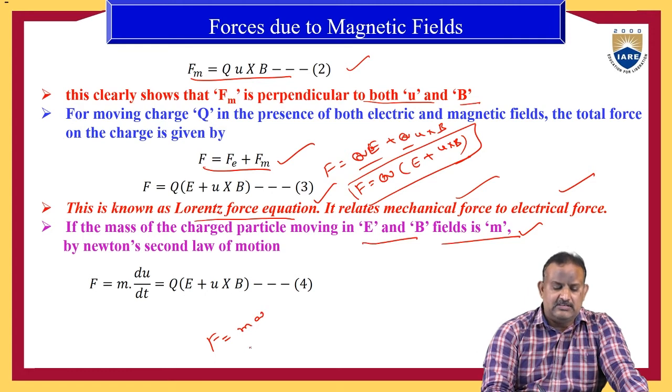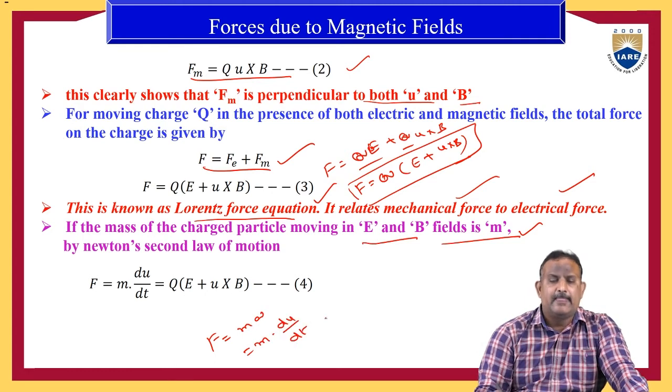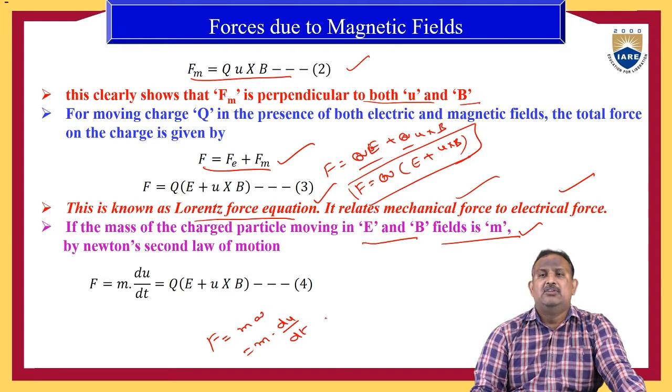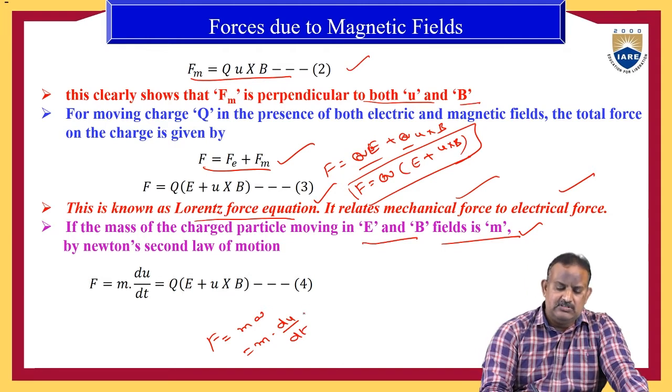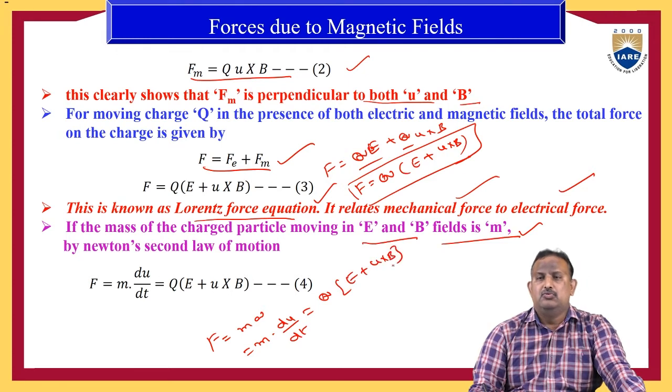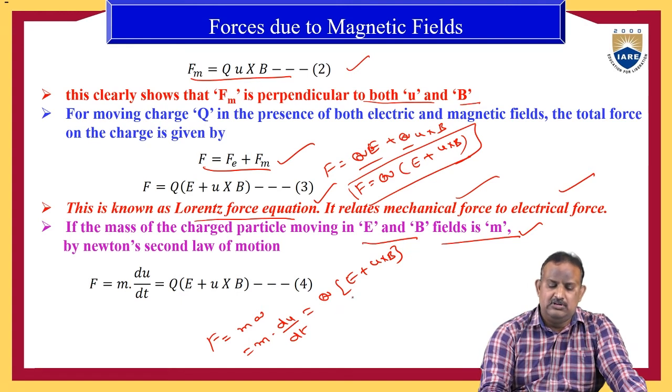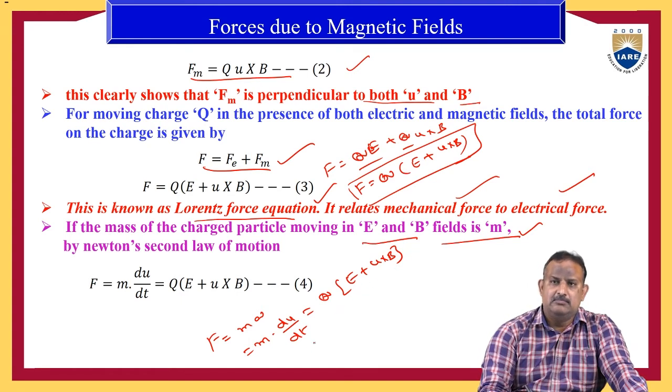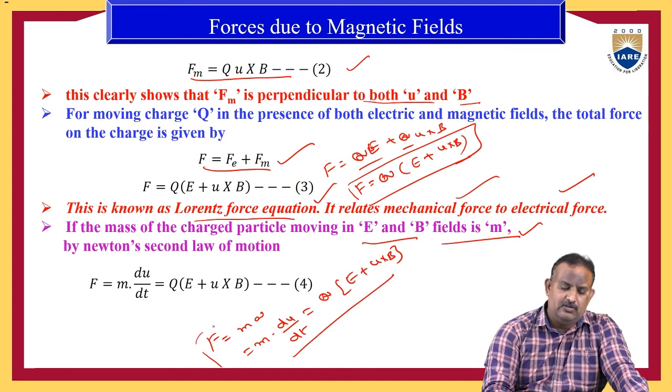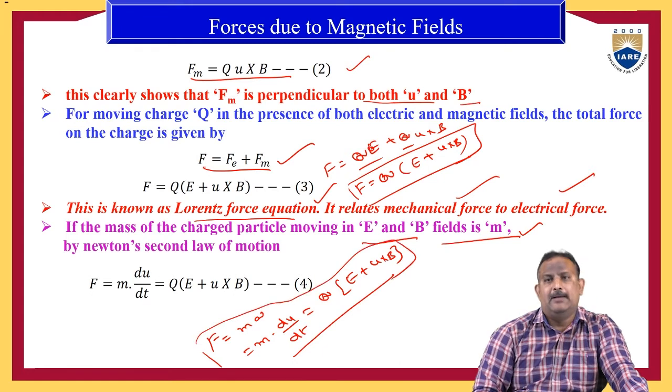In place of acceleration, here I am assuming the rate of change of velocity. So m into du by dt, which is equal to Q into (E plus U cross B). This is the relation using Newton's second law.